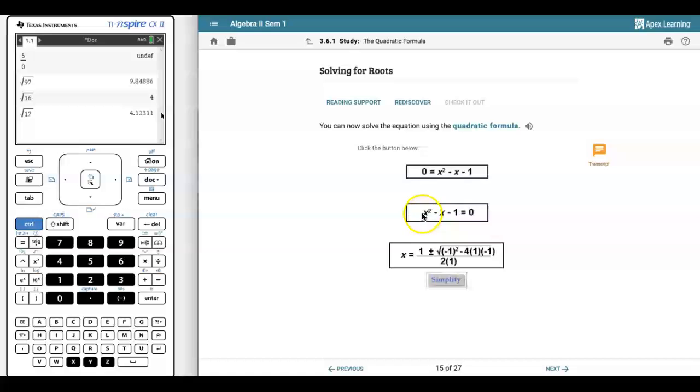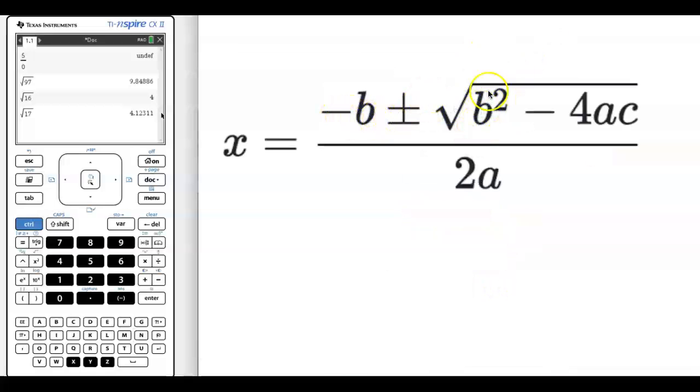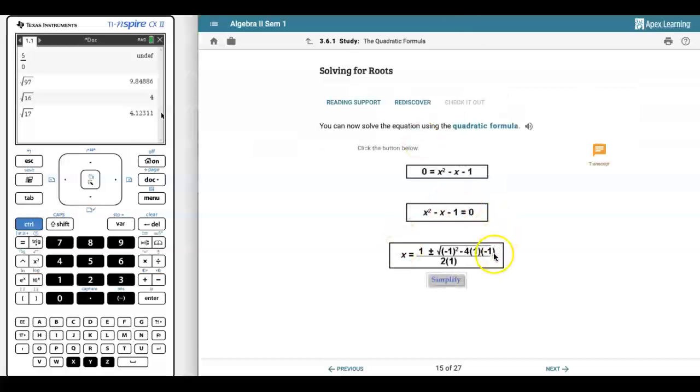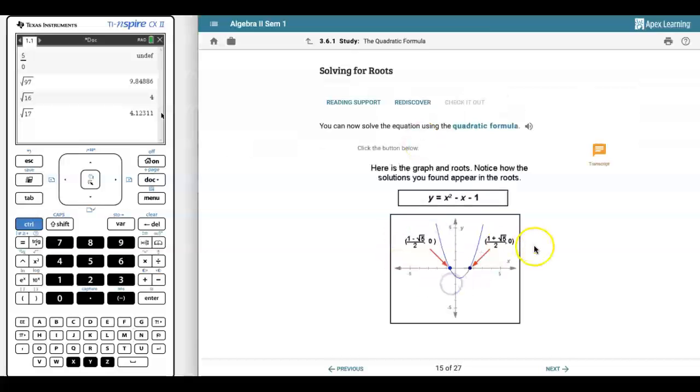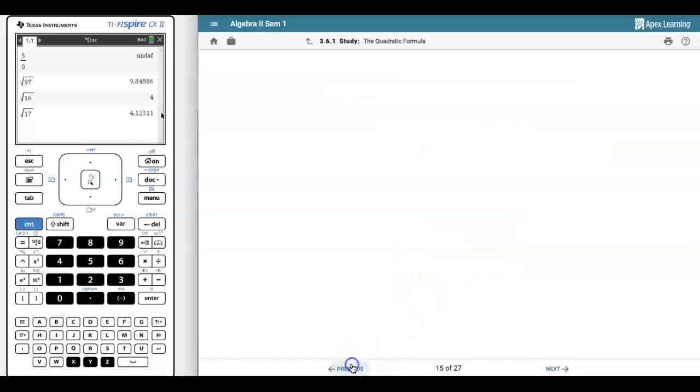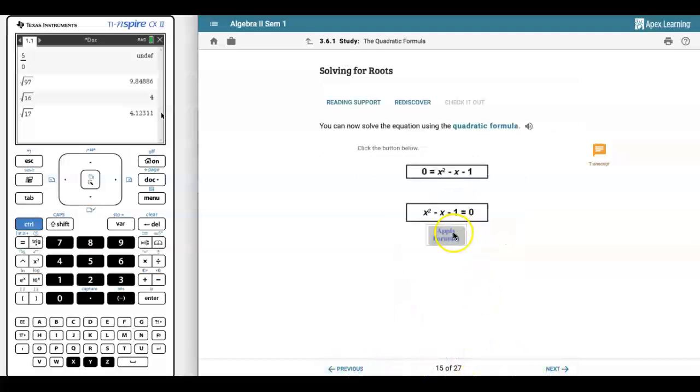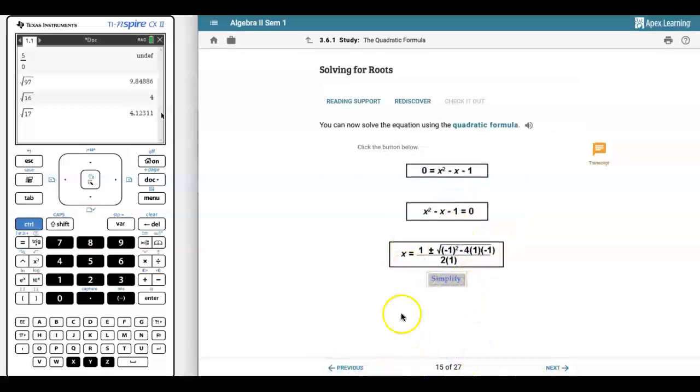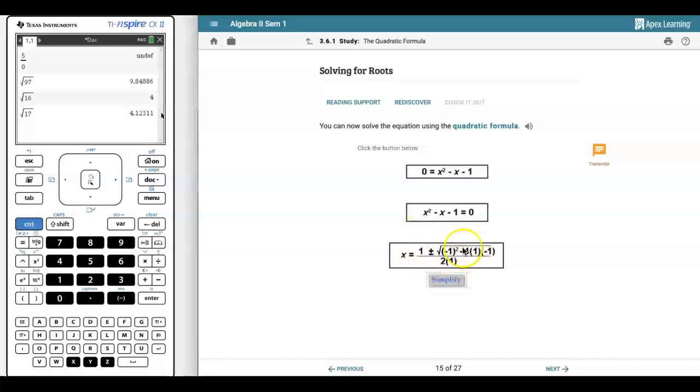Now we apply our formula. My a value is 1, my b value is -1, and my c value is -1. I apply my quadratic formula: -b plus or minus square root of b squared minus 4ac all over 2a. I apply it, and I simplify. What I would do is I will have two answers to that. So let me back up here. When I simplify here, I have a positive version. So I'd have 1 plus the square root of 5 over 2, and I'm going to have 1 minus the square root of 5 over 2.